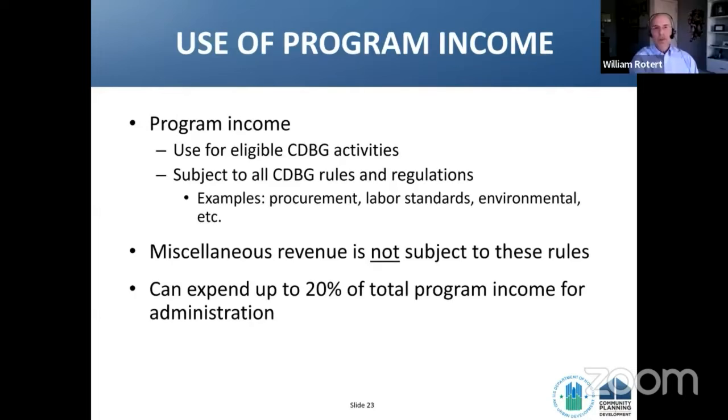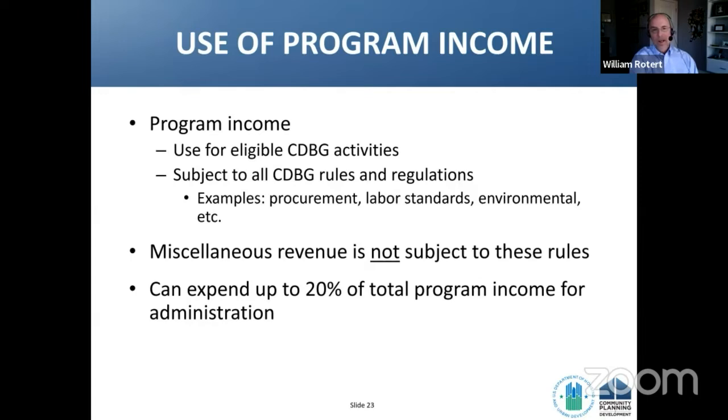So let's talk about the use of program income. So those funds come back to you. What do you do with them? The first thing you need to understand is program income is considered to be just like any other CDBG funds. You must use those funds for eligible CDBG activities. So they are treated just like your regular CDBG funds, and they are subject to all of the regular CDBG rules and regulations.